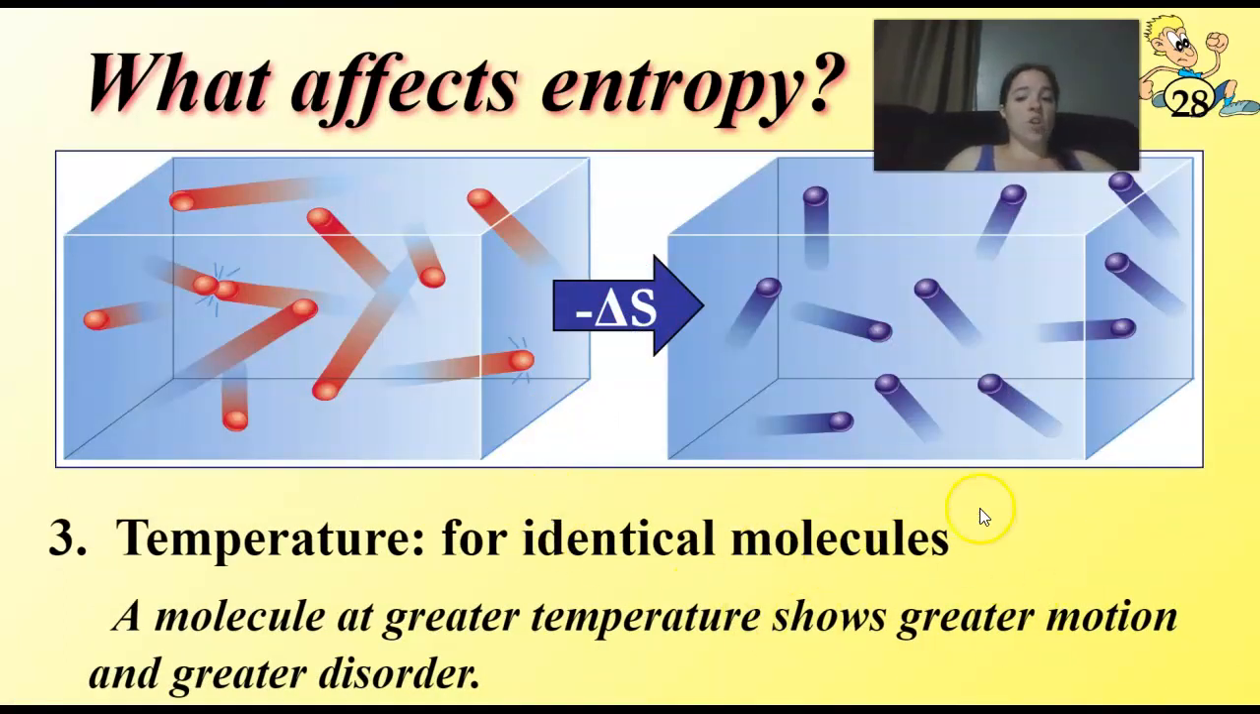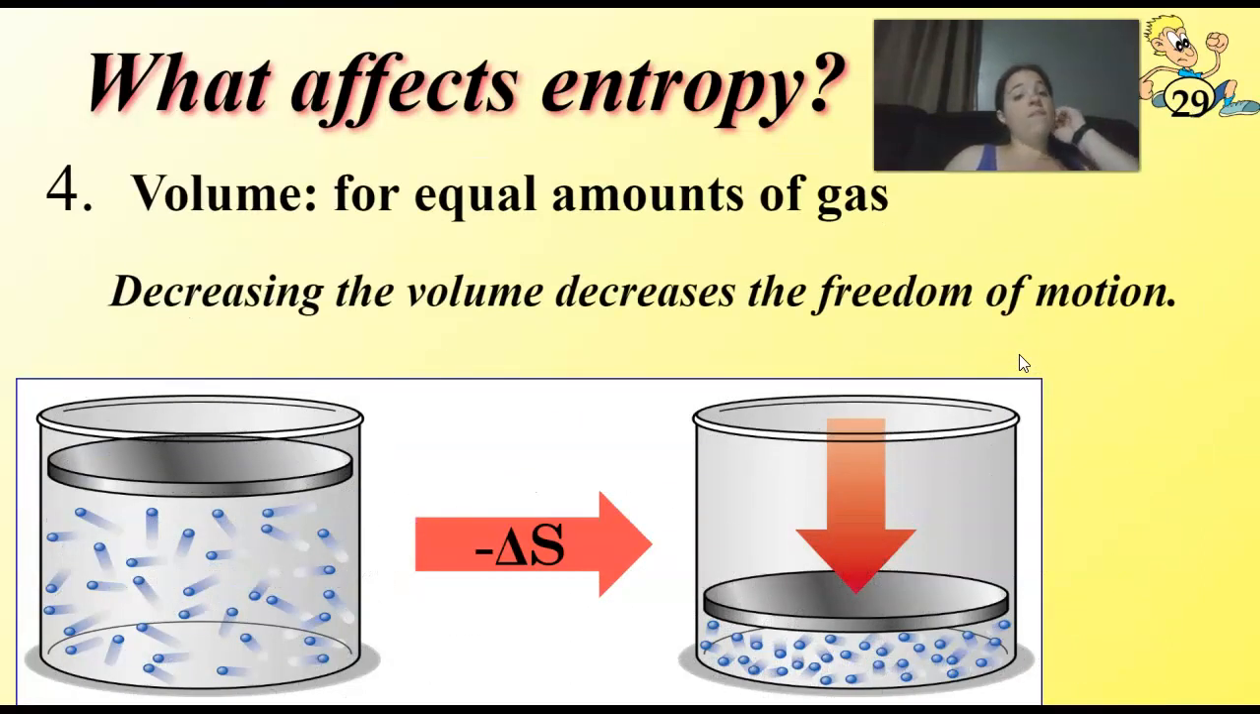Temperature for identical molecules: a molecule at greater temperatures shows greater motion, greater disorder. So you have more chaos with hotter than colder stuff. Volume: if I increase the volume, I give more space, more room to stretch out and be disordered. Whereas if I squish it, it is getting more ordered because you have less room to go.